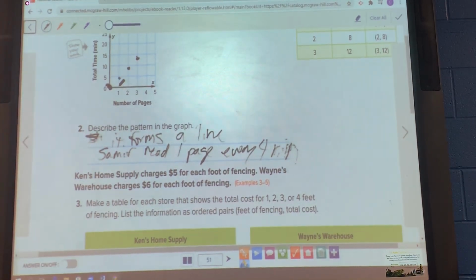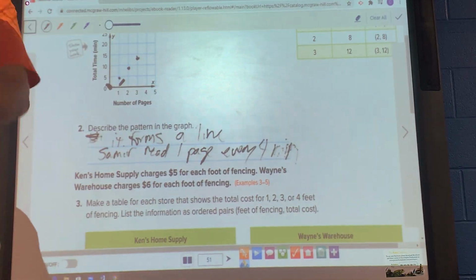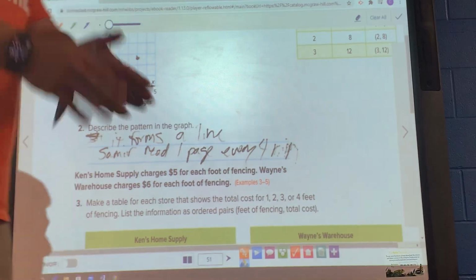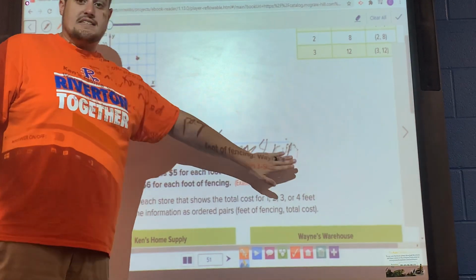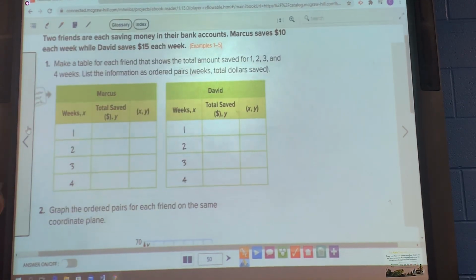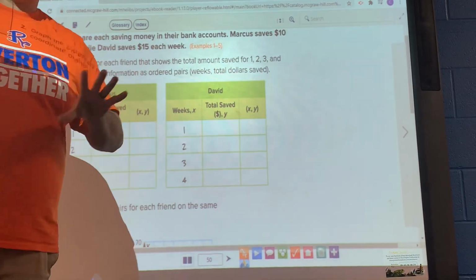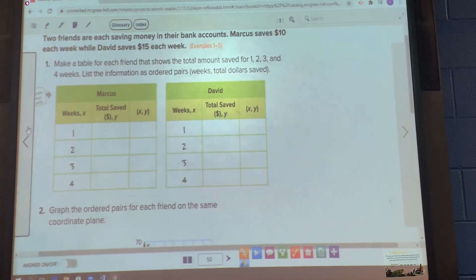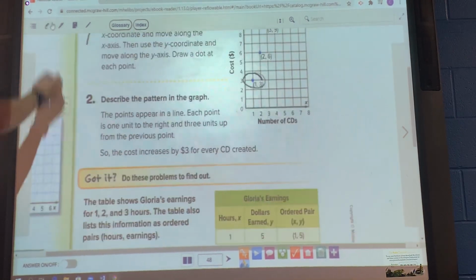So that's basically what you guys are trying to find, is a pattern. What is the thing that's happening over and over and over again? In this case, every time he read a page, he spent 4 more minutes. Okay, so that's how these work. That's what the goal is today, is to be able to set up your table, graph it, and then read it.